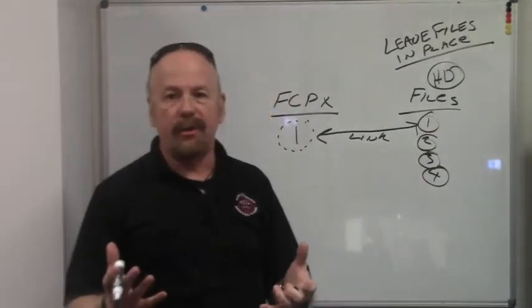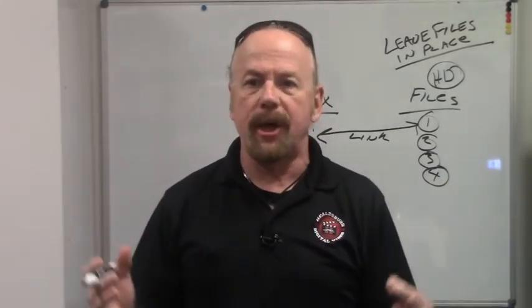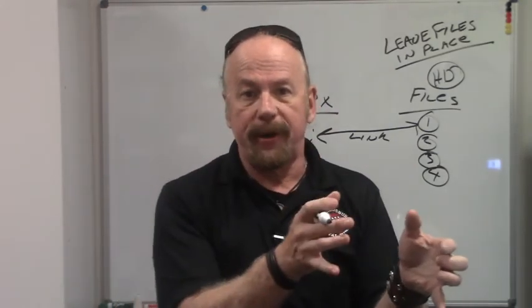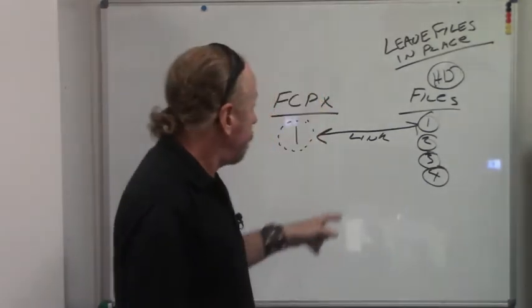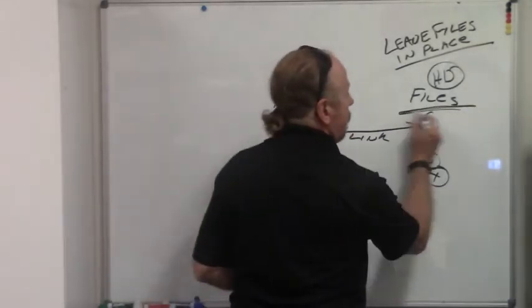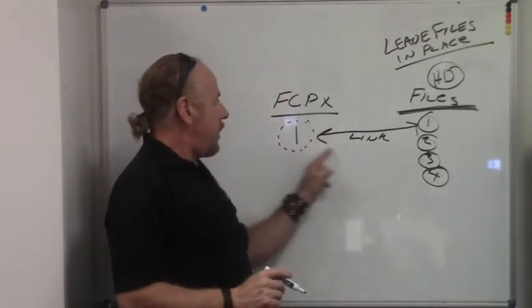Now, why would you want to do that? You want to do that to save space on a hard drive, especially if you're working on a big project. You just want to leave your files in place and use Final Cut to do the editing. So leave files in place will leave the files on the hard drive, and it will create this file that's kind of a link.